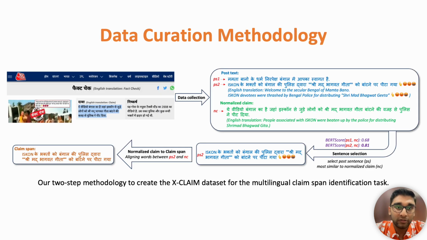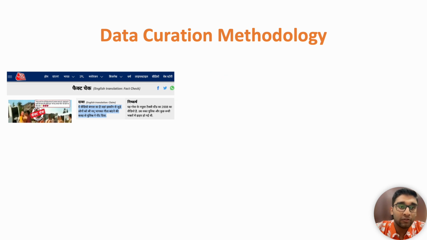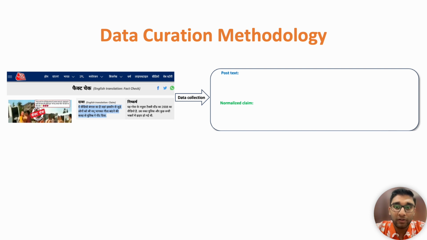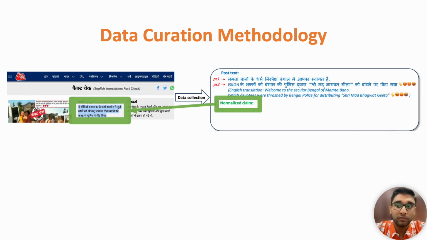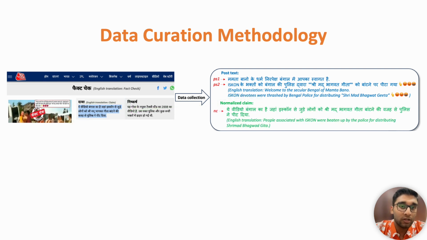Our dataset curation methodology works in 2 steps: data collection and automated annotation. Next, we walk through both of them. We collect our data from numerous fact-checking websites such as Aaj Tak, which are recognized by the International Fact-Checking Network. These sites provide us with the social media post text along with the claim contained in them. As the claims are authored by professional fact checkers in their own words, we call them normalized claims.